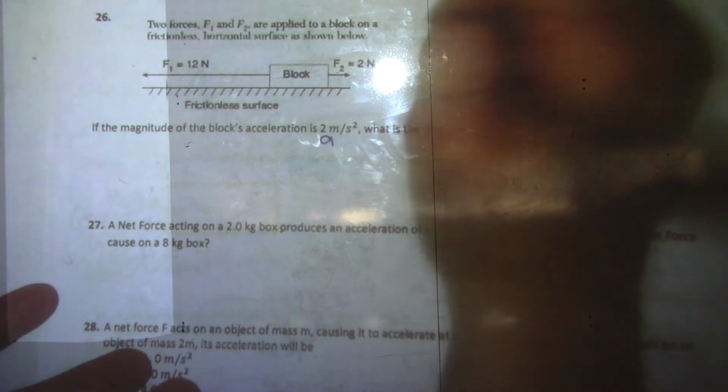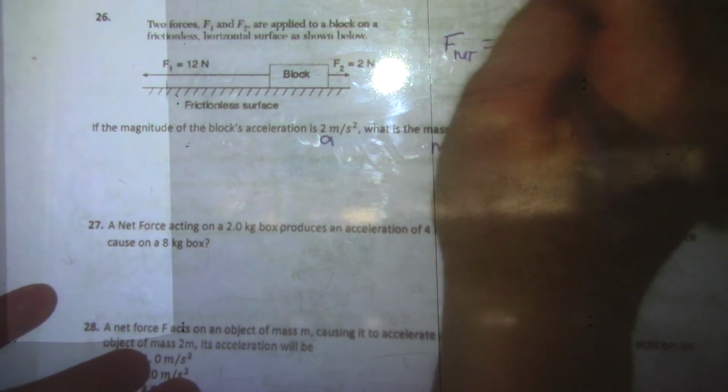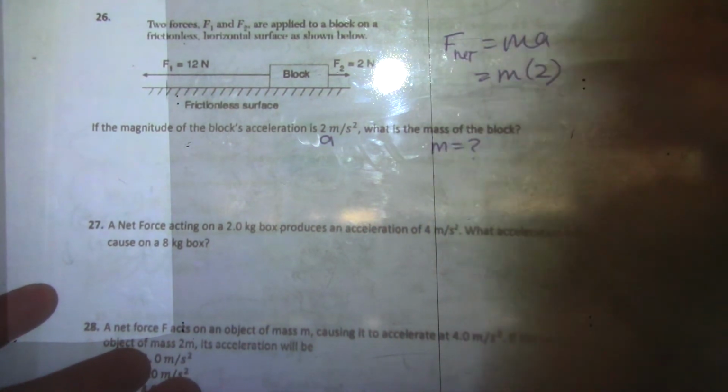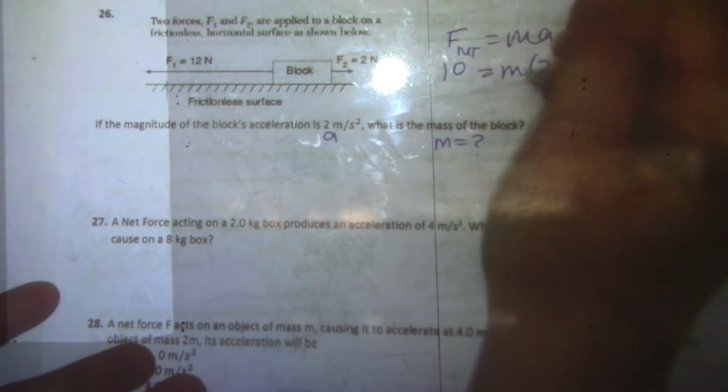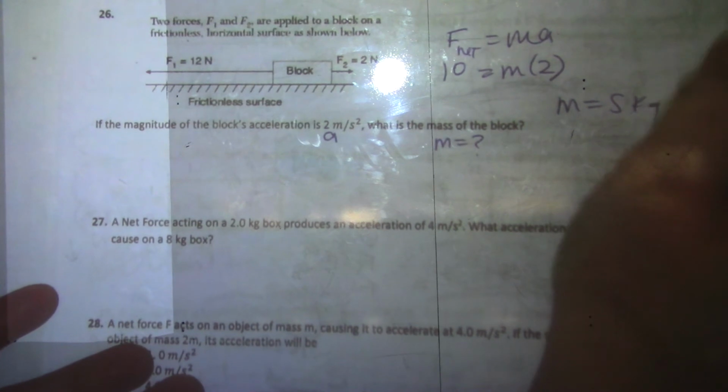Here, I have the acceleration. I'm looking for mass, so I'm going to use F net equals ma. Looking for mass, we know acceleration is 2. Net force would be 12 minus 2, 10. Divide over, that's a mass of 5 kilograms.